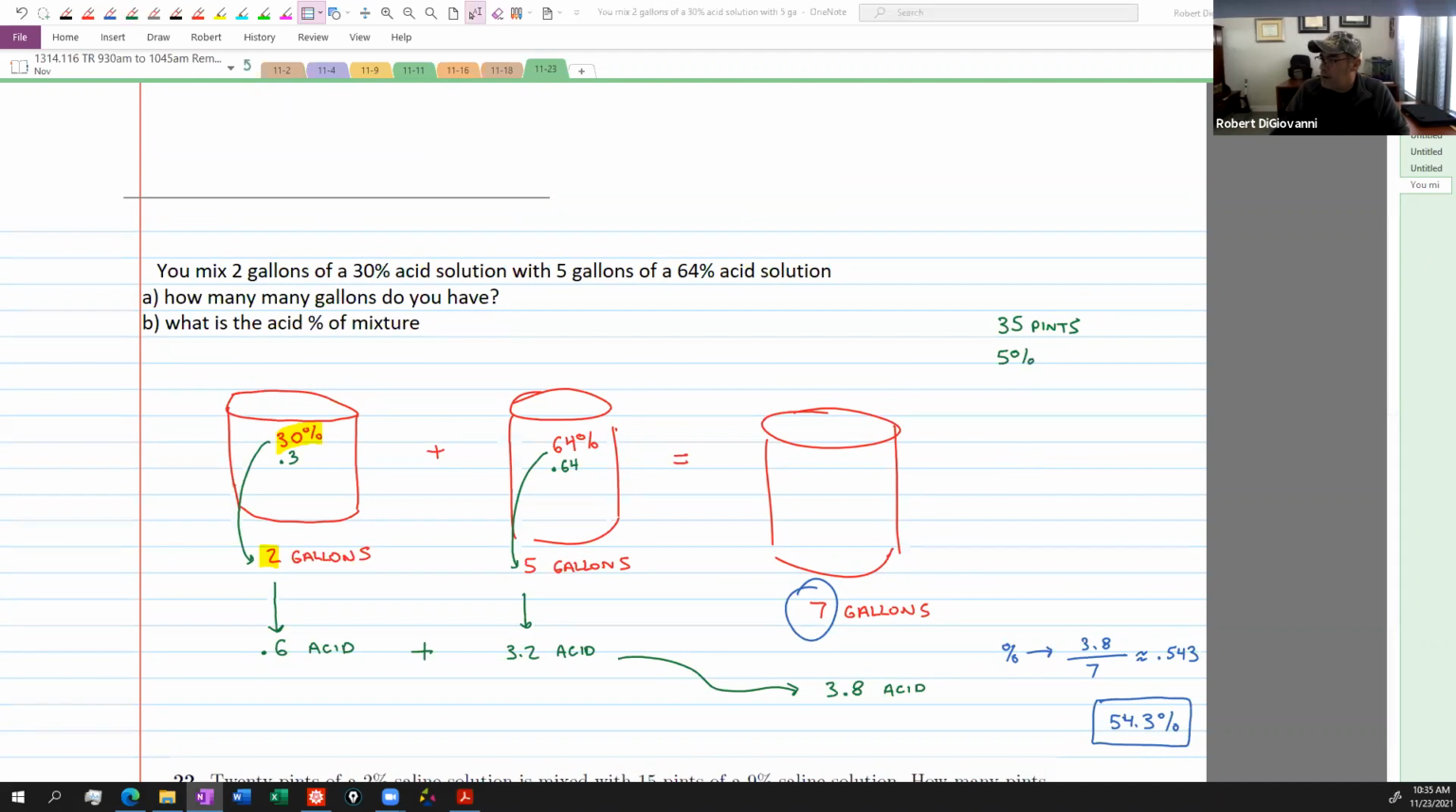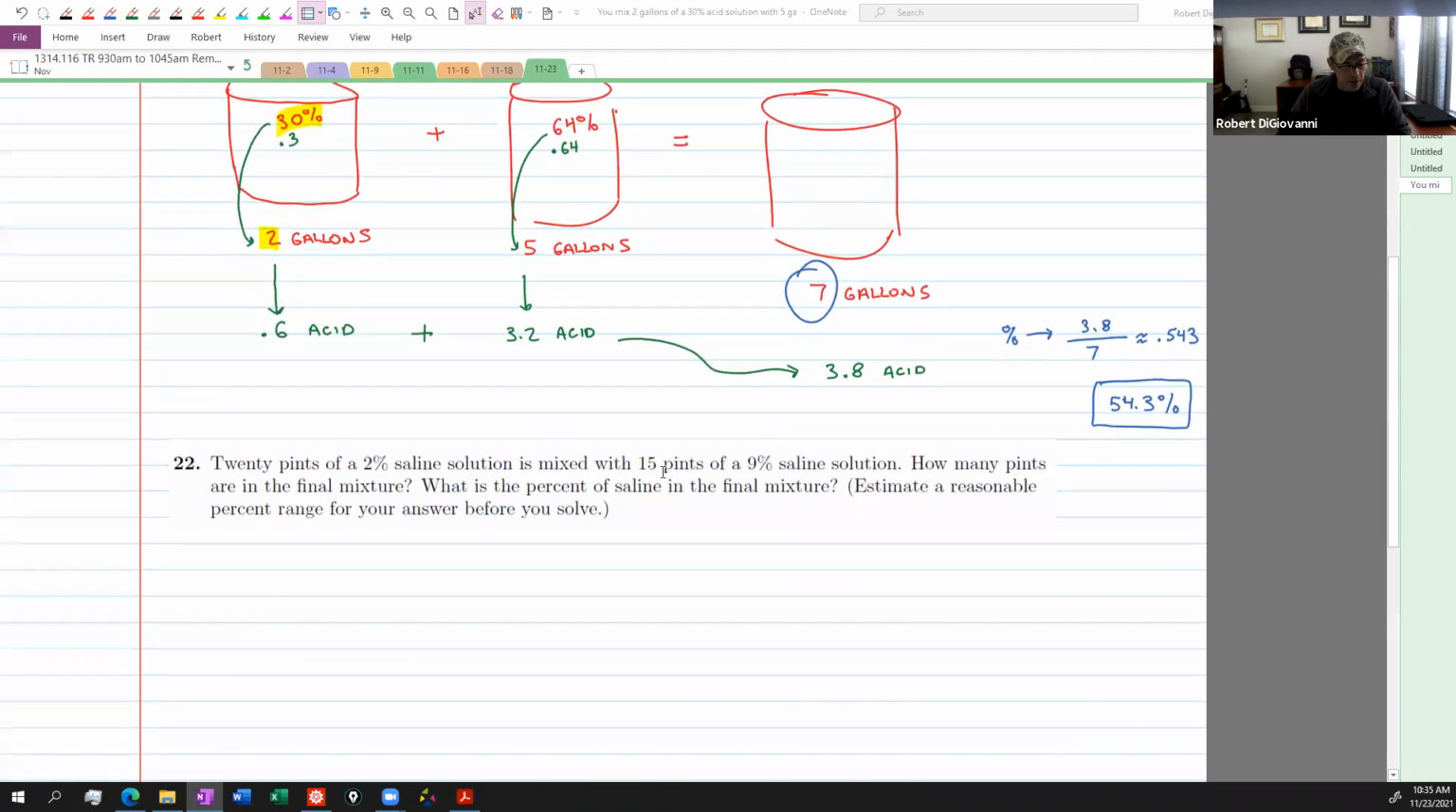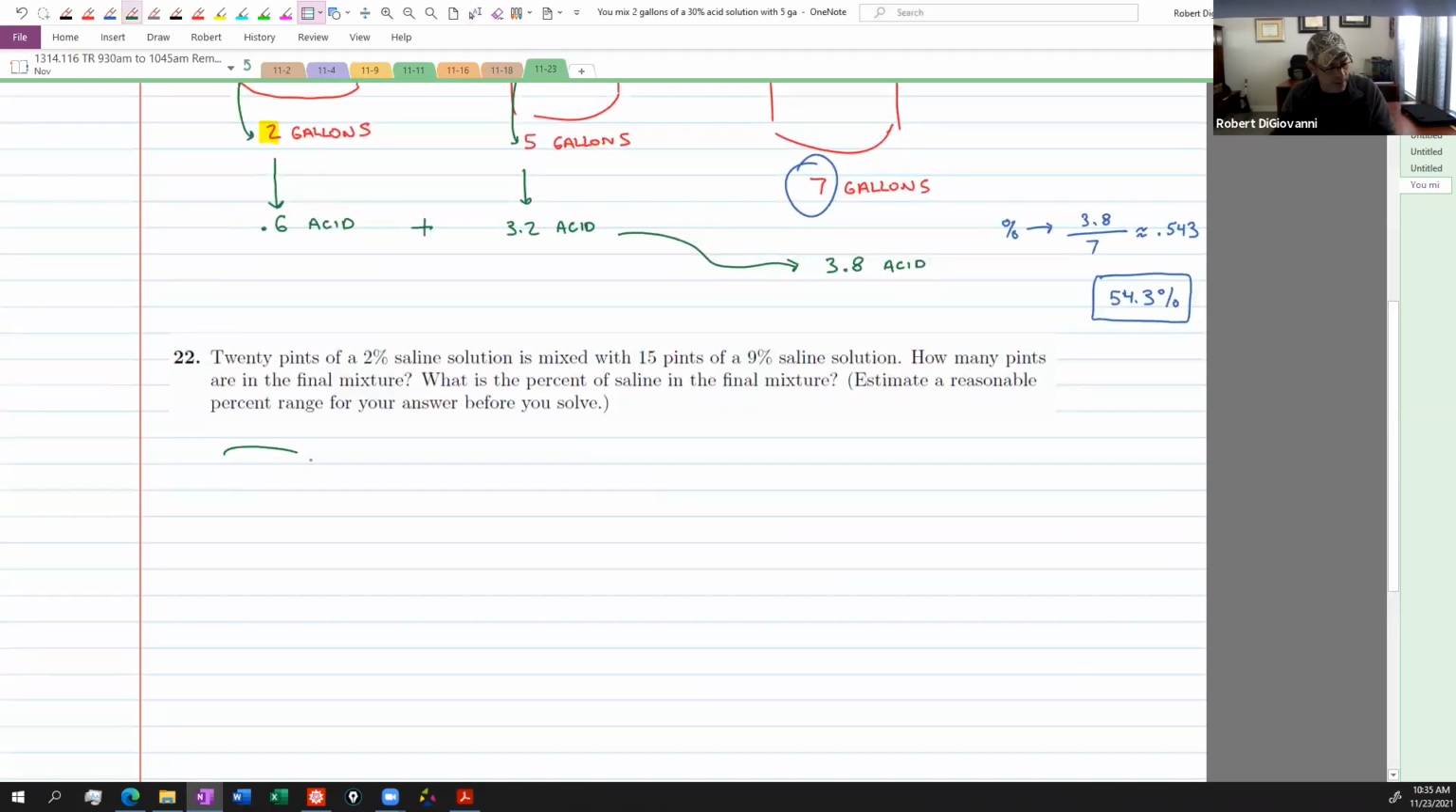If you agree, put choice 1. If you disagree, choice 2. With 35 pints and 5%. If you got something different, put choice 2. It's okay. I'm going to work through the problem. So while you're doing that, I'm going to start drawing my picture here.